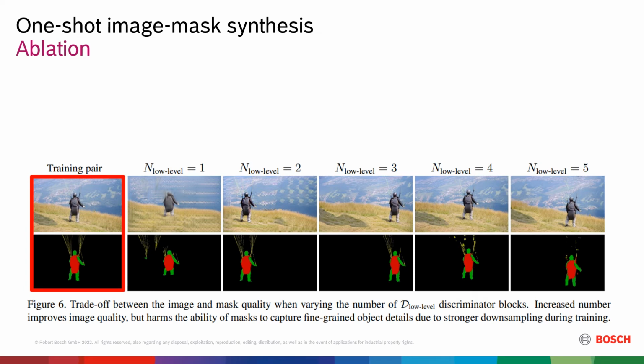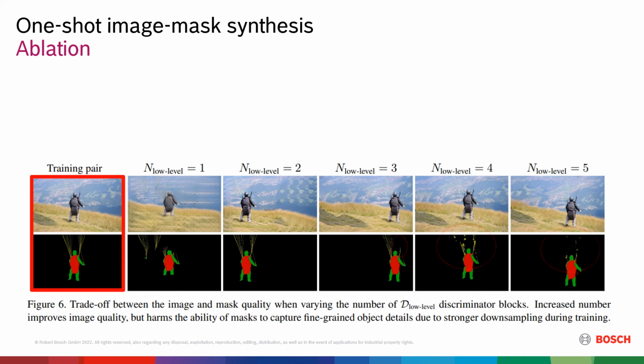While enabling overall high image and mask quality, OSMIS can struggle if the training sample contains annotations of fine-grained object details. This happens because the discriminator of OSMIS uses only downsampled versions of input masks. In this ablation, we train OSMIS with different numbers of low-level discriminator blocks, corresponding to different degrees of mask downsampling. There is a trade-off between the quality of images and masks. Weaker downsampling can be harmful for image quality. Too strong downsampling, on the other hand, leads to failure to annotate small objects' details correctly.